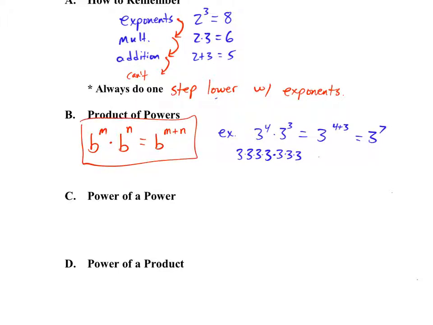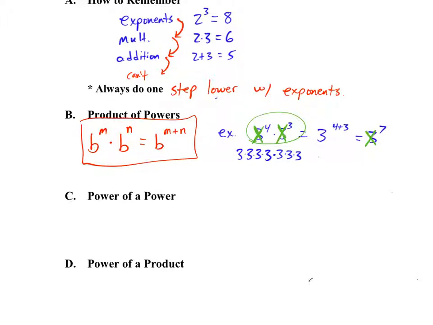The main thing I'm concerned about is when you get a problem like this, do you know that's going to be 3 to the 7th? Or if we were to replace all of those with x's, if I have x to the 4th times x to the 3rd, that's going to equal x to the 7th. Agreed? Okay.